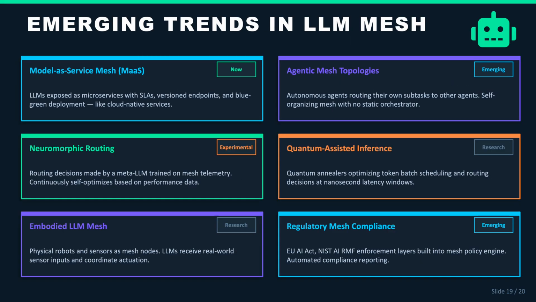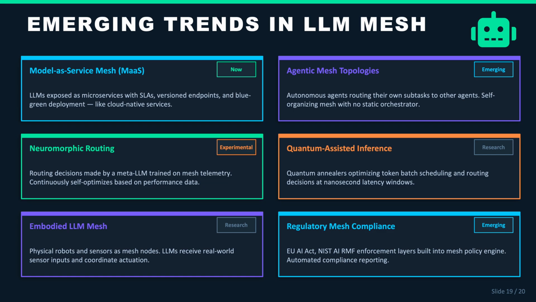Emerging trends in LLM Mesh. The LLM Mesh landscape is evolving rapidly. Let's look at where things are headed. Model as a service mesh is happening right now. LLMs being exposed as versioned microservices with explicit SLAs, blue-green deployment, and canary releases. This is the natural convergence of MLOps and cloud-native engineering practices.